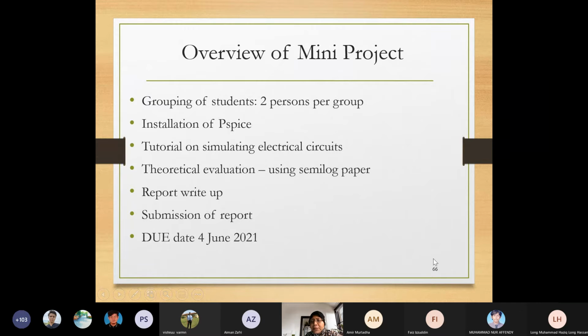Okay. Basically, that's about the topics to be covered in this chapter.